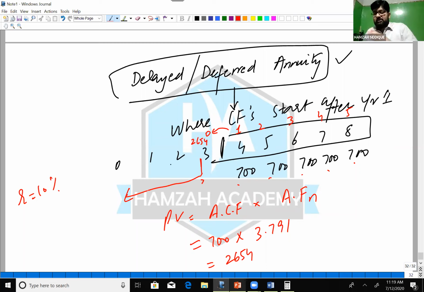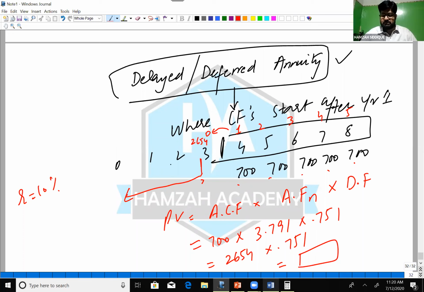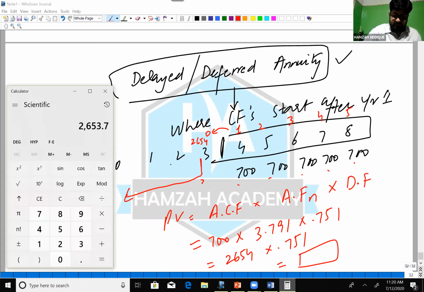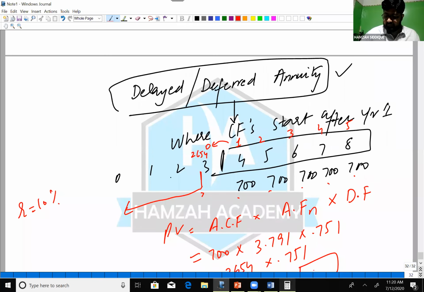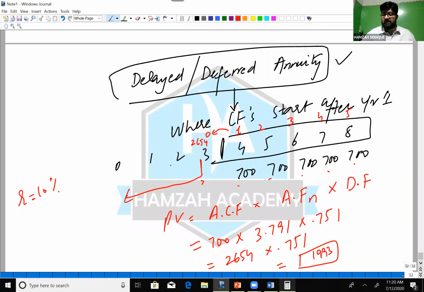And in order to take it to year 0, now this is a single amount. This one amount, cross the discount factor for 3 years at 10%. Cross discount factor 0.751 at 10%. So we can solve it simply. Cross 0.751. It is 1993, sorry. Yes, this is the answer.